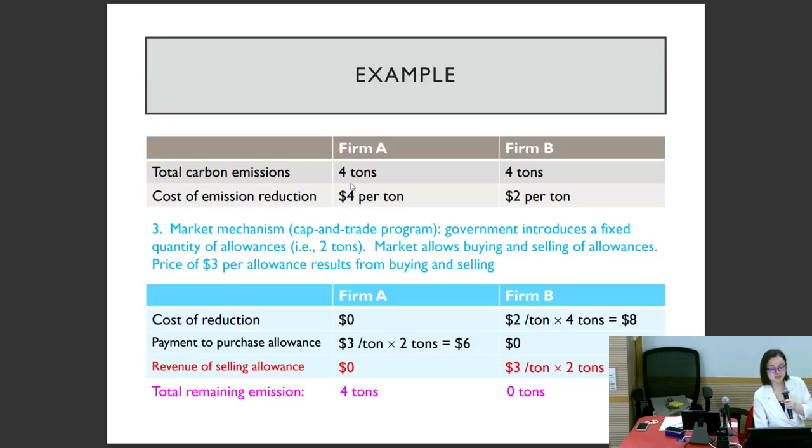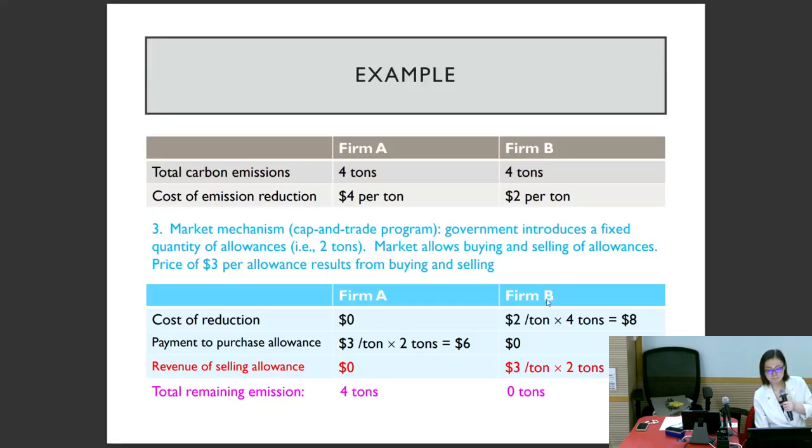Okay, they can emit 2 tons because it is the quantity allowance distributed by the government, but the total emissions is 4 tons. So it means for firm A, they need 2 more permits. They have 2, and they now need 2 more permits. So they will buy from the market. They will spend $6 buying 2 more permits from the market.